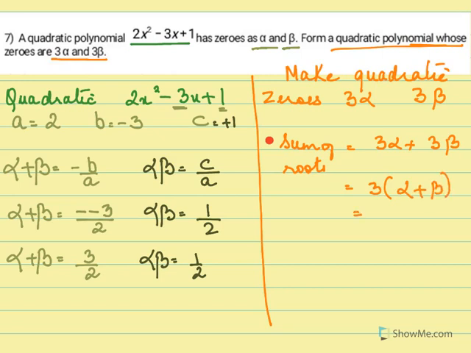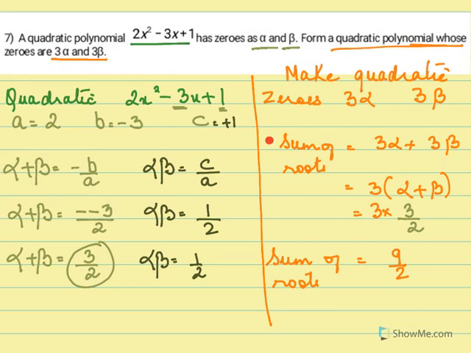But alpha plus beta, we know the value here. Alpha plus beta was this value, so we are going to put here 3 by 2. So this is 3 into 3 by 2. So the sum of roots is equal to 9 by 2.